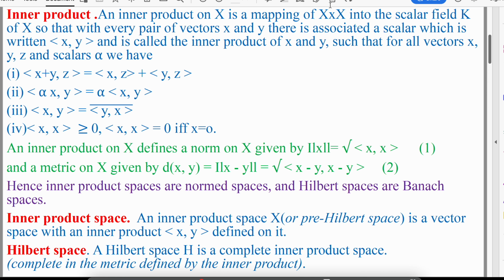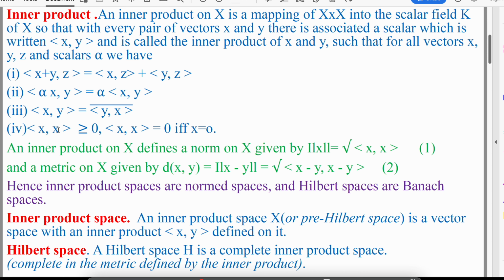of X, so that for every pair of vectors X and Y belonging to X, there is associated a scalar which is written like this and is known as inner product of X and Y, such that for all X, Y, Z belonging to X and scalar alpha belonging to K, we have inner product of X plus Y and Z equal to inner product of X and Z plus inner product of Y and Z. Inner product of alpha X and Y is equal to alpha times inner product of X and Y. Inner product of X and Y is equal to conjugate of inner product of Y with X.